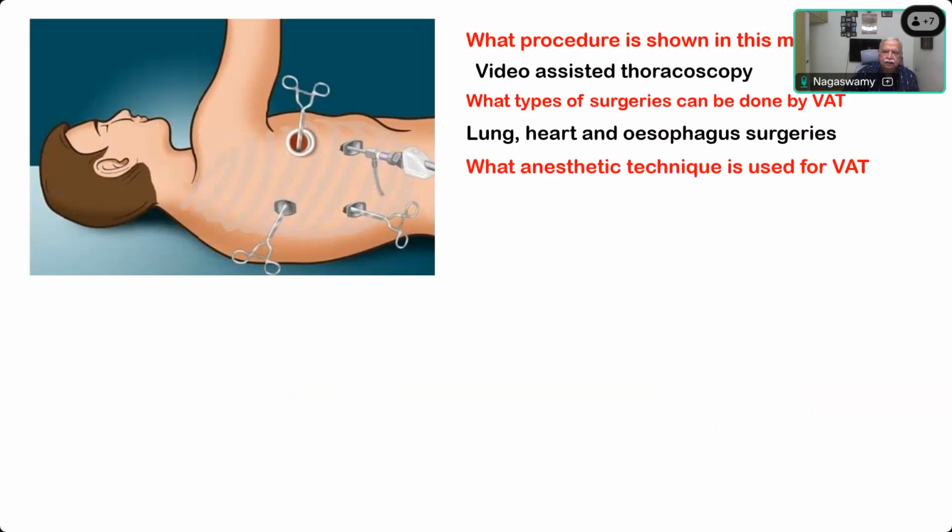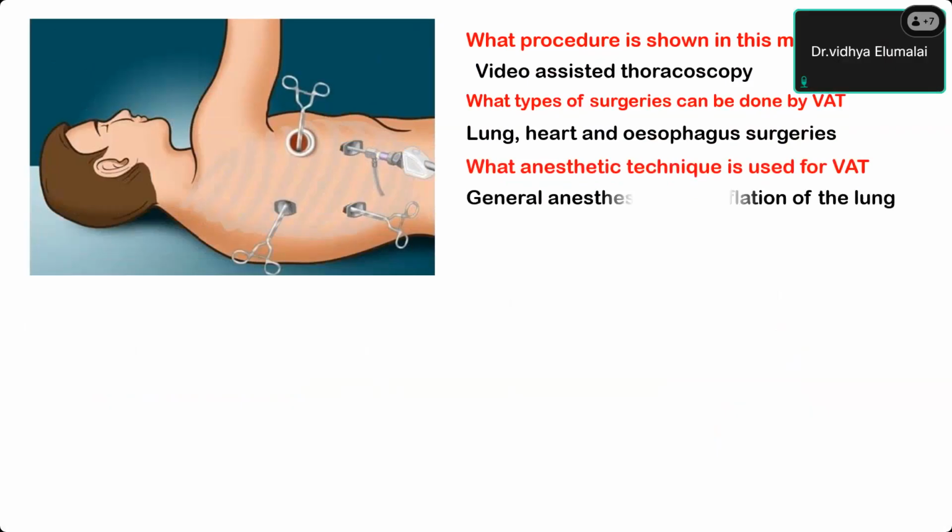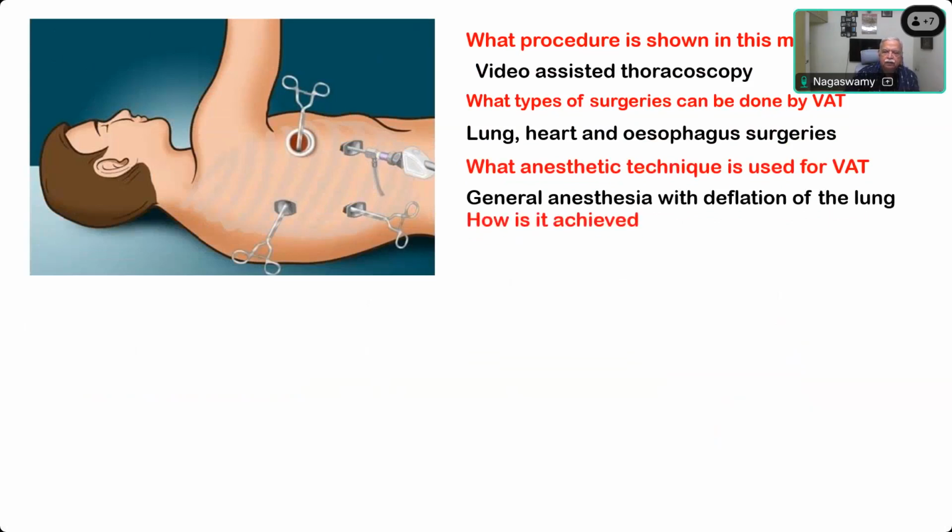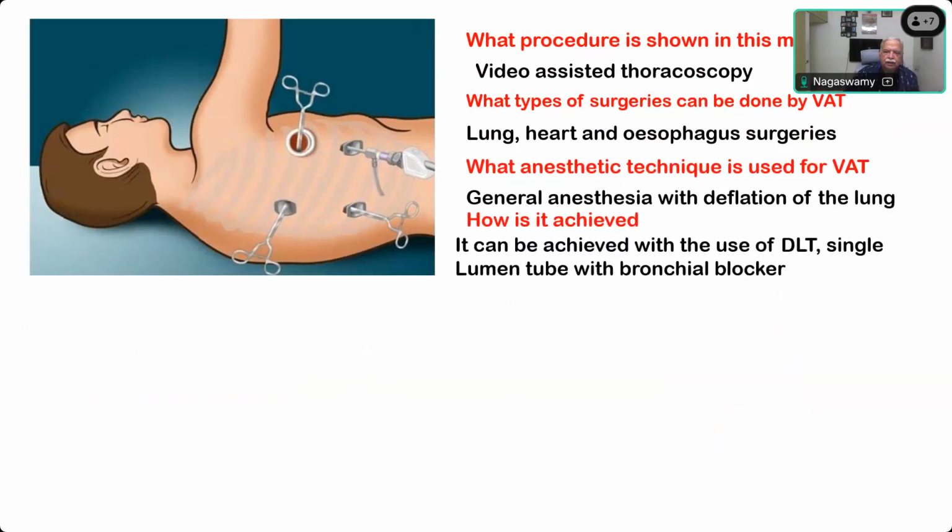What anesthetic technique is used for this procedure? General anesthesia with double lumen tubes. Very good. General anesthesia with deflation of the lung on the side to be operated. So how is the deflation of the lung achieved? With the use of a double lumen tube, the DLT, or a single lumen tube with a bronchial blocker can also be used.